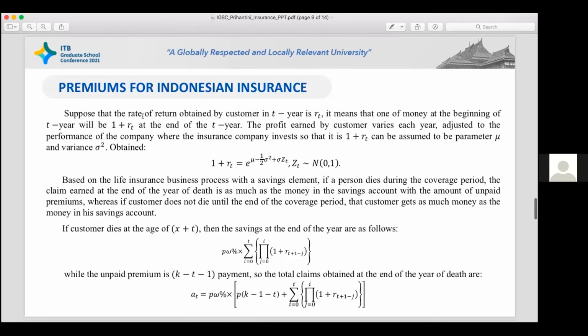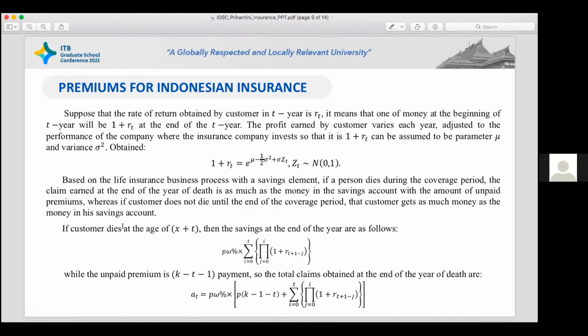Suppose the rate of return obtained by the customer in year T is RT. It means that one unit of money at the beginning of the year will be 1 plus RT at the end of the year. The profit earned by the customer each year adjusts to the performance of the company where the insurance company invests, so 1 plus RT can be assumed with the formula.